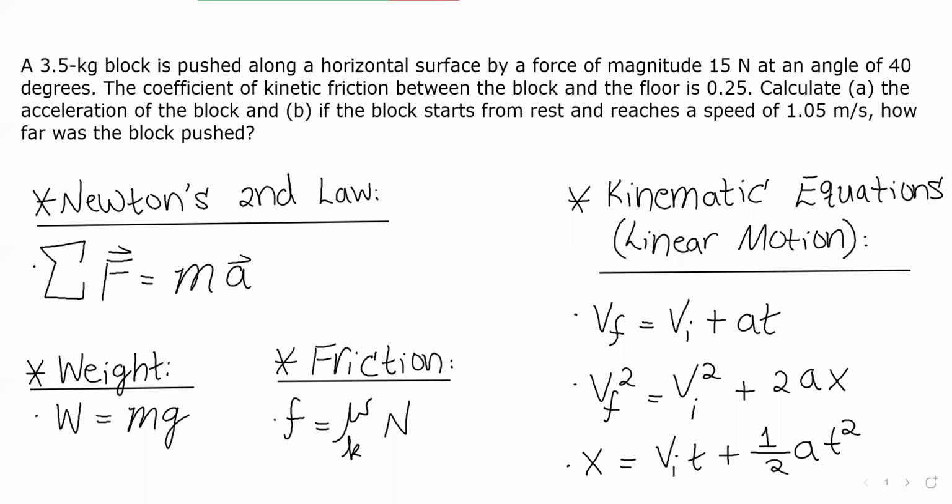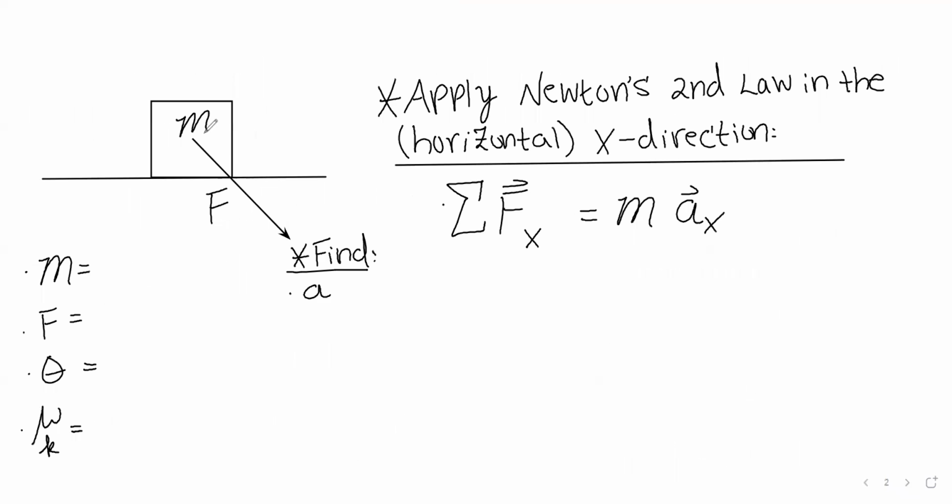A 3.5 kilogram block is pushed along a horizontal surface by a force of magnitude 15 newtons at an angle of 40 degrees. The coefficient of kinetic friction between the block and the floor is 0.25. Calculate A, the acceleration of the block, and B, if the block starts from rest and reaches a speed of 1.05 meters per second, how far was the block pushed? Here's the diagram provided with the force F acting diagonal.